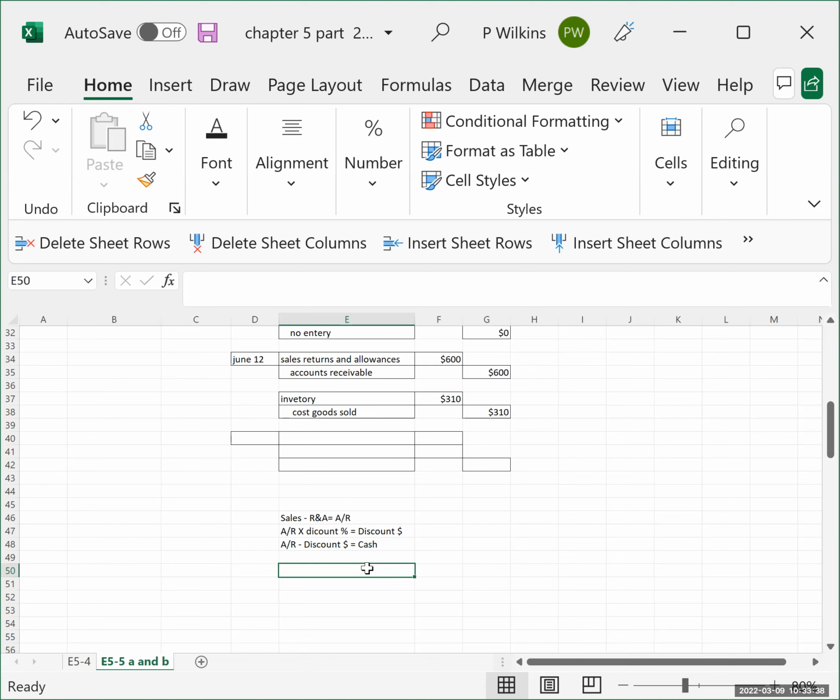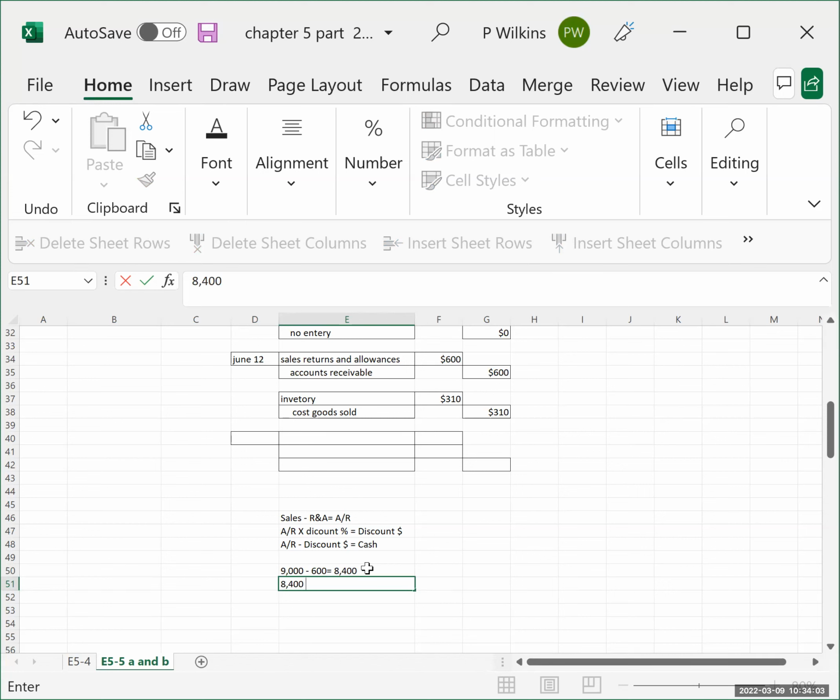So the sales were $9,000 minus any returns or allowances. So we had a return of $600. That gives us an accounts receivable number of $8,400. We're then going to take the $8,400 and multiply it by the discount percentage. For this problem, it was 3%. So 8,400 times 3% gives us a $252 discount.